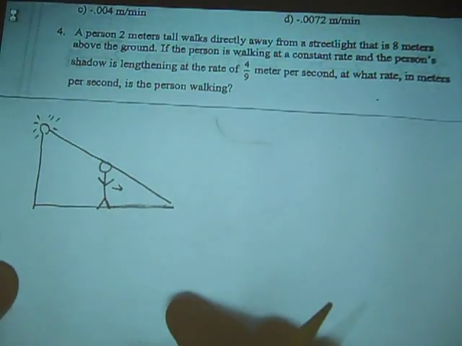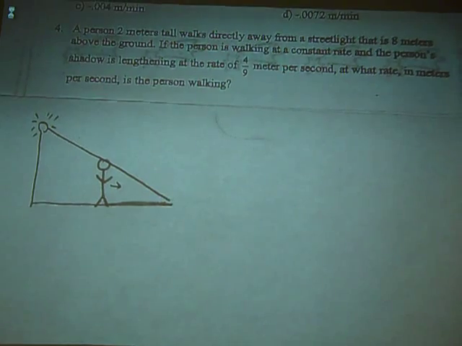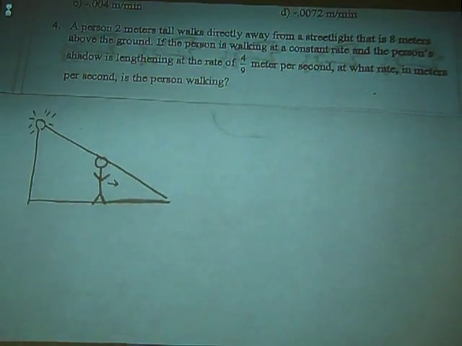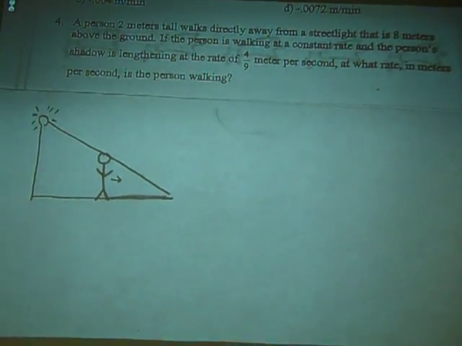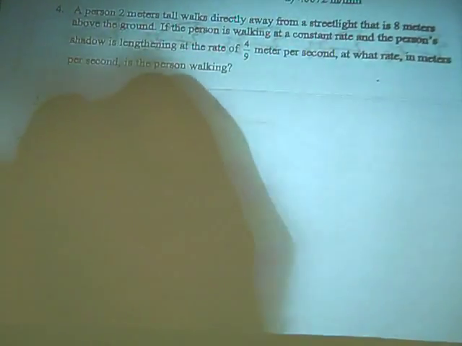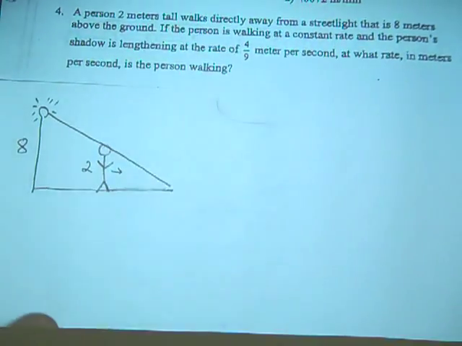We need to do some more labeling. There are certain measures of this story that are constant. What is fixed about this story? The street light is 8 meters tall. And also the guy. Clearly I didn't draw this to scale, but we're okay with that.